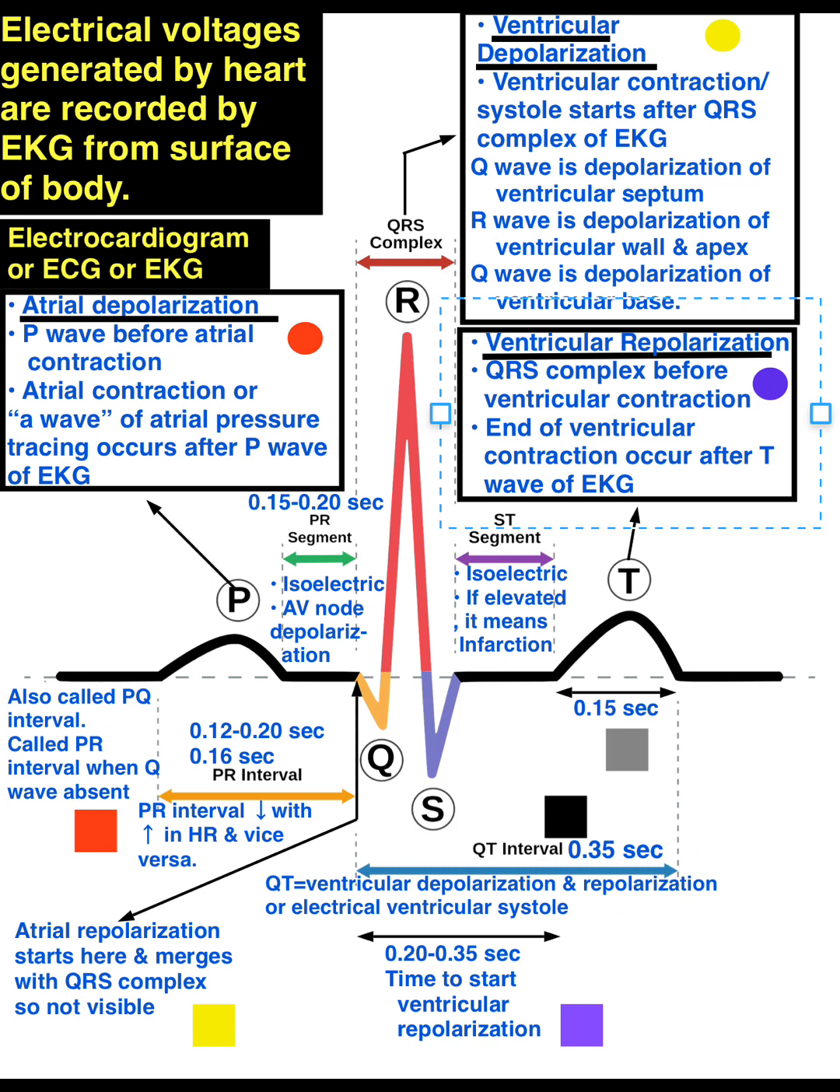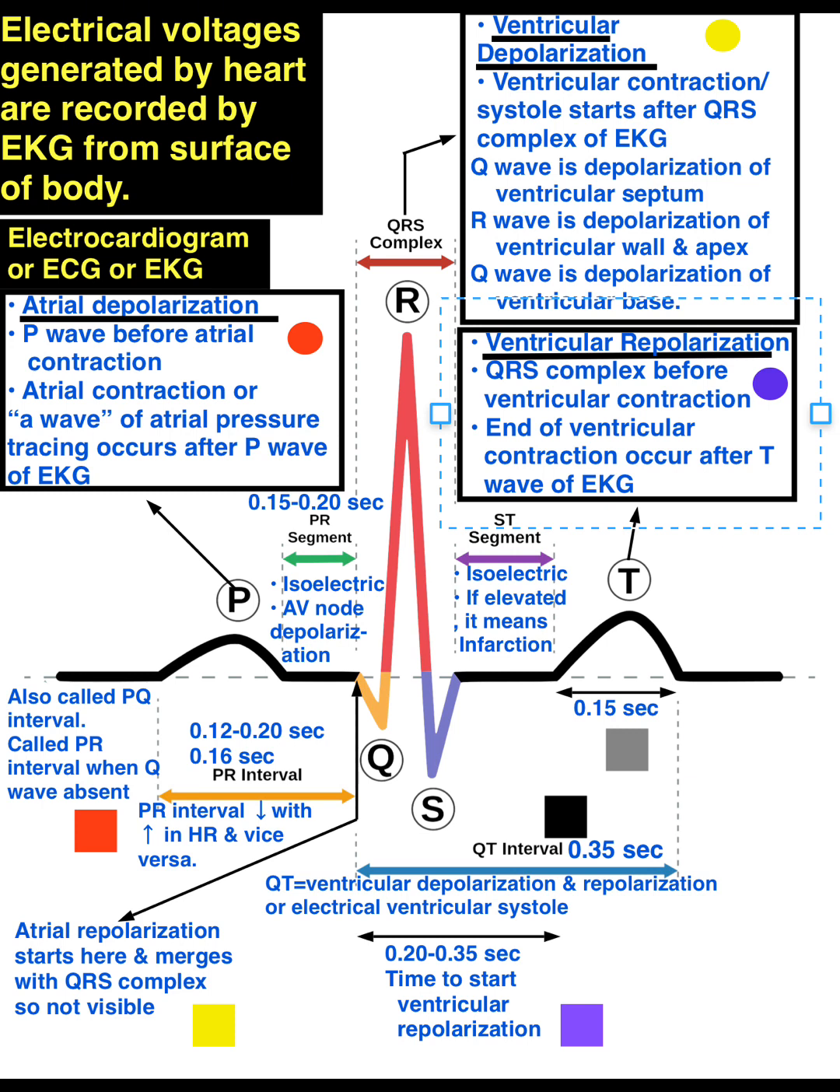Let us describe QRS complex. This description is represented by yellow circle. It represents ventricular depolarization, and ventricular contraction or systole starts after QRS complex of EKG. Q wave is depolarization of ventricular septum. R wave is depolarization of ventricular wall and apex, and S wave is depolarization of ventricular base.